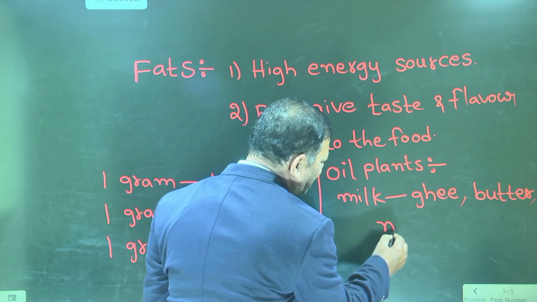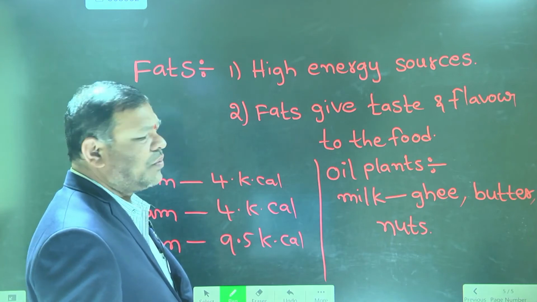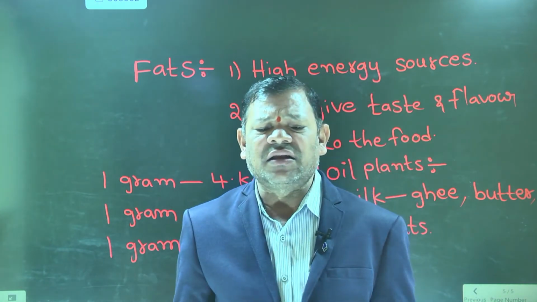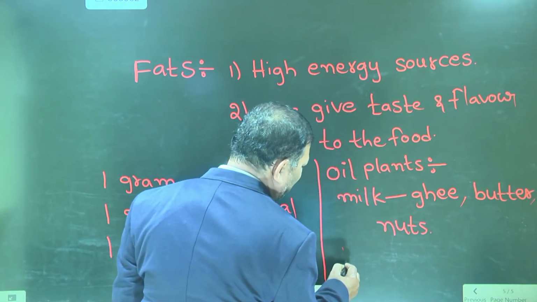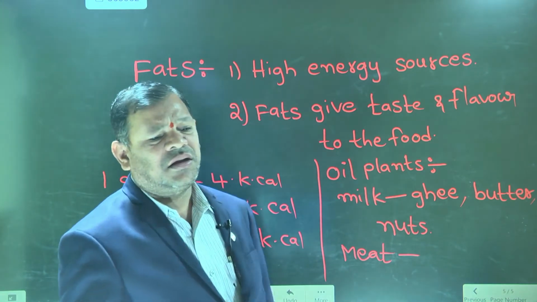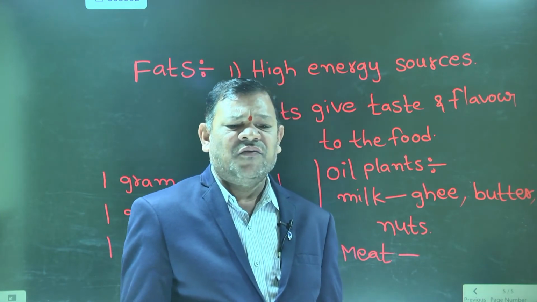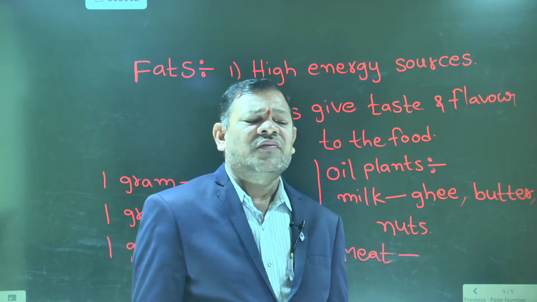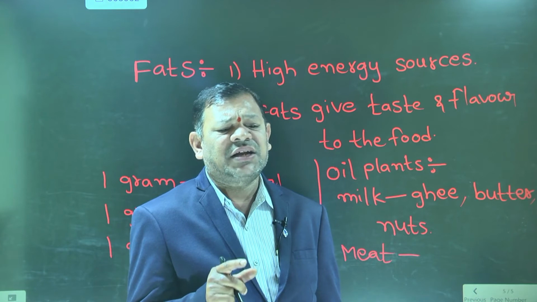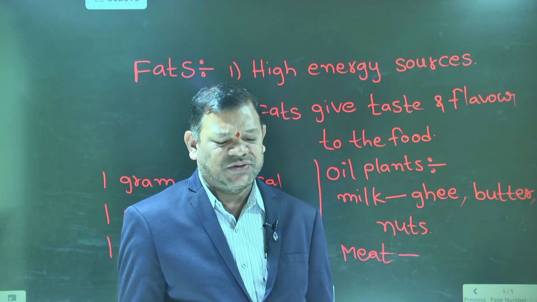So nuts also, especially fats are present. Next, in animal products, especially meat, chicken, mutton, beef, pork, more amounts of fats are present. Fats are not good for the organism. Sufficient requirement is enough. If there is an excess amount of fats, that leads to health problems.